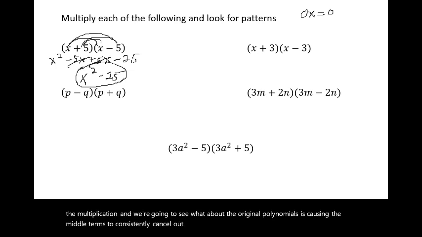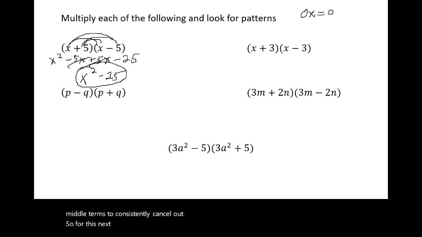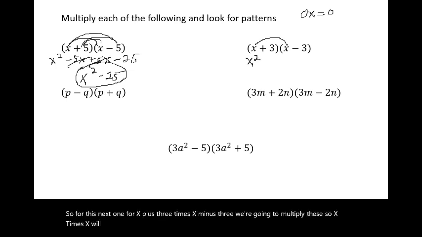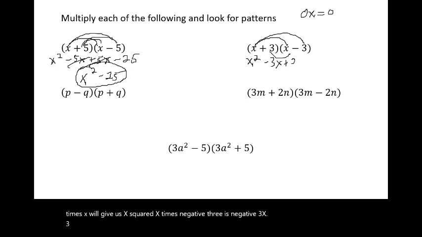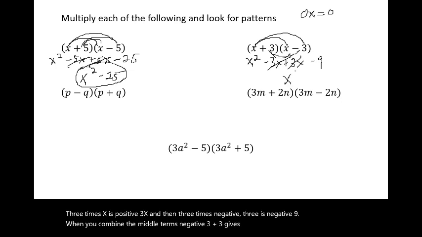So for this next one, for x plus 3 times x minus 3, we're going to multiply these. So x times x will give us x squared. x times negative 3 is negative 3x. 3 times x is positive 3x. And then 3 times negative 3 is negative 9. When you combine the middle terms, negative 3x plus 3x gives us 0x, which leaves us with x squared minus 9.